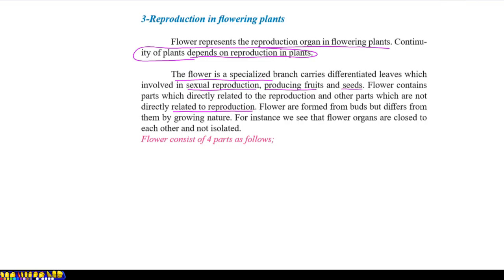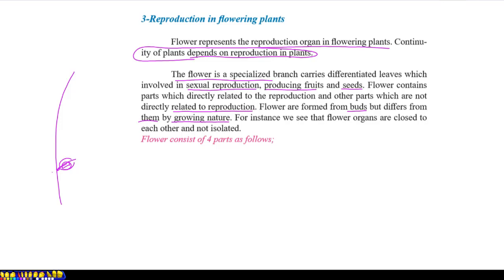Flowers are formed from buds, which are new growing parts of the plant, but they are different from other parts. From the nodes of a branch or stem of a tree, what newly grows we call a bud. But this bud can grow into a new branch, or a flower, or some leaves.